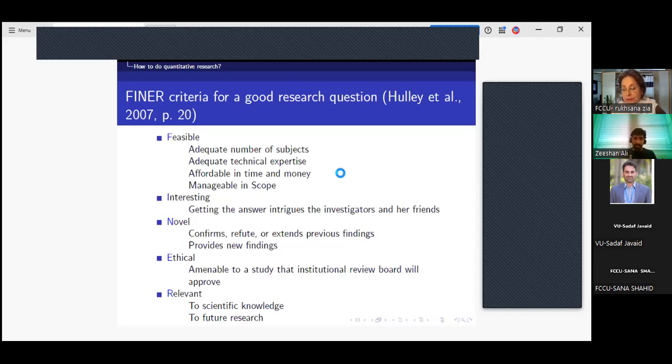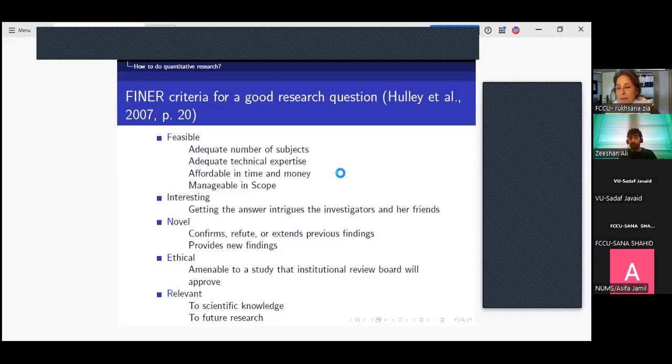So one is feasible, and then interesting, the question should be interesting, it should be novel, it should be ethical, it should be relevant to the knowledge. So whenever we are going to tailor a research question, a good research question should at least have these five criteria. So by feasibility, I mean whether we have an adequate number of subjects, whether we have expertise, whether we have the time and scope, and can we manage that research question within the time span allowed? Can we have that much money to answer that question, and whether that question is interesting?